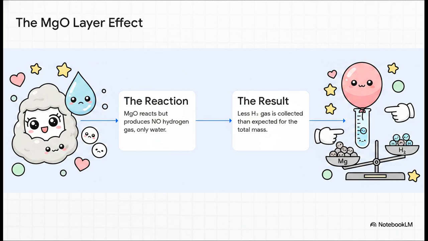See that magnesium oxide on the surface? It reacts with the acid, sure, but it produces water, not hydrogen gas. That means the volume of gas you collect is less than you expected.